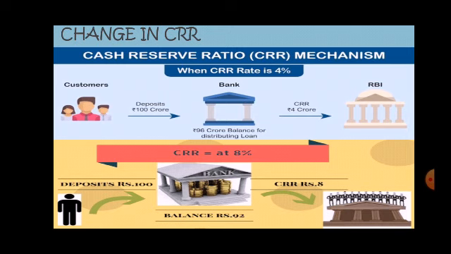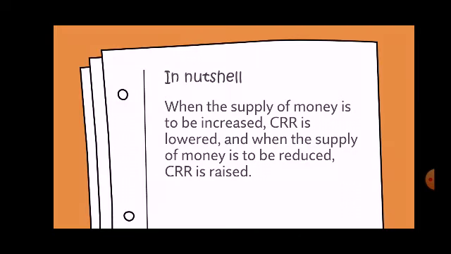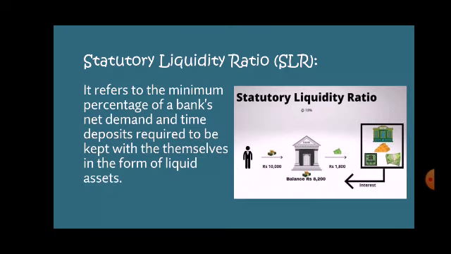Thus, it can be seen that as the cash reserve ratio increases, the credit creation capacity of commercial banks decreases, as more amount is to be kept with the central bank as reserves out of the total deposits received. So in a nutshell, when the supply of money is to be increased, CRR is lowered, and when the supply of money is to be reduced, CRR is increased.